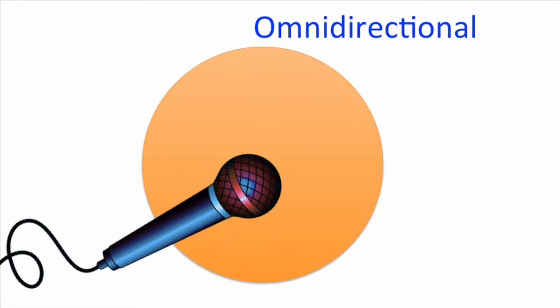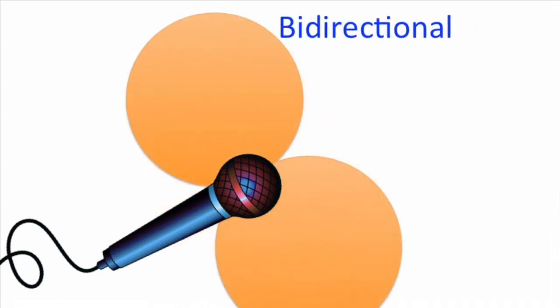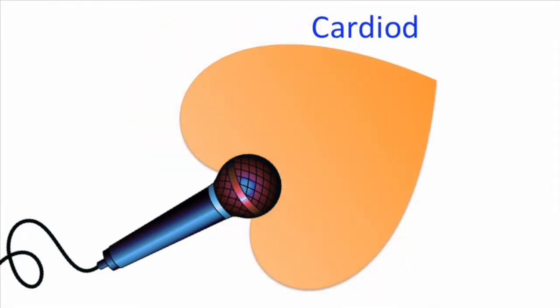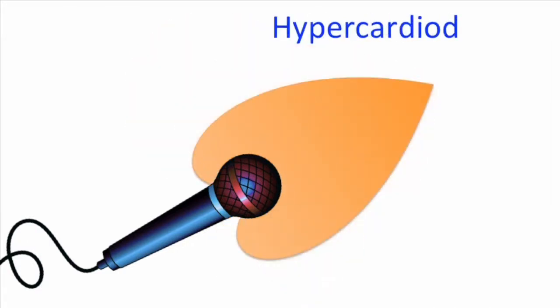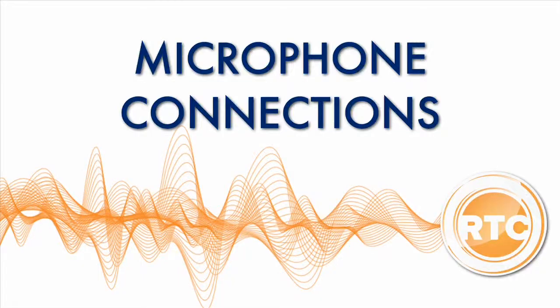So an omnidirectional mic or a bidirectional mic allows sound to enter from any part of the microphone. A cardioid polar pattern focuses on just the sound coming straight into the microphone. A cardioid polar pattern is the best choice for voiceovers because all you want to record is your voice and nothing else around you.